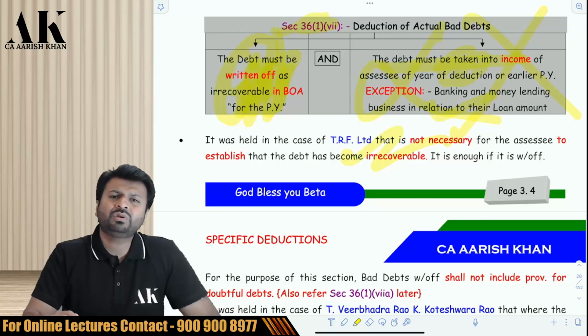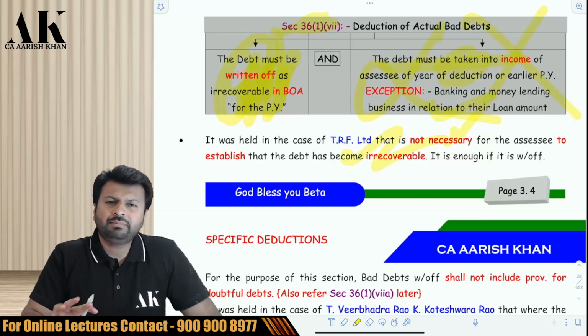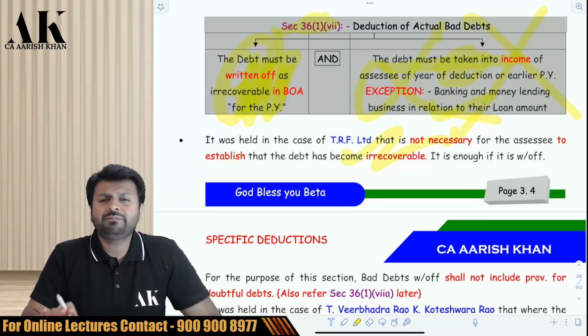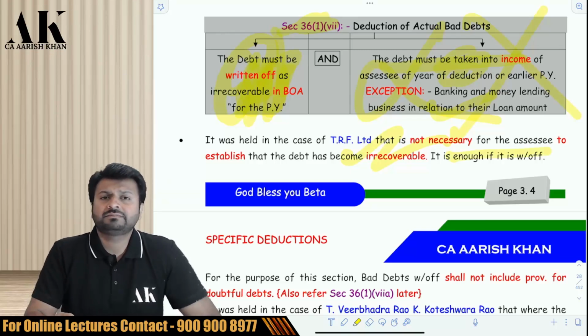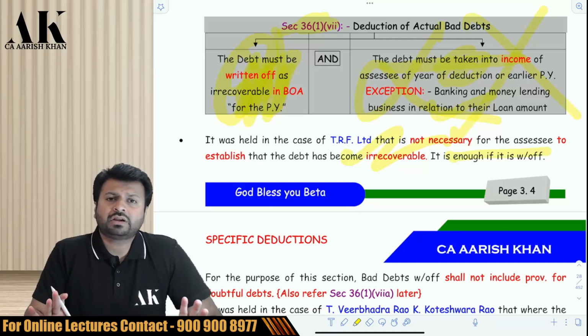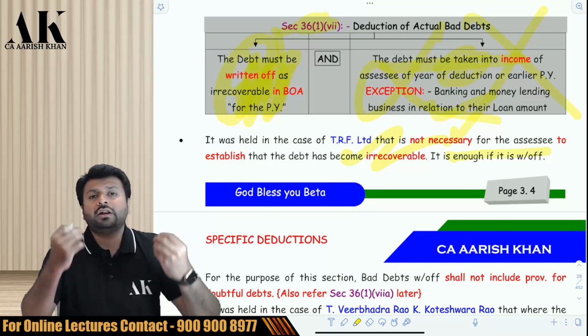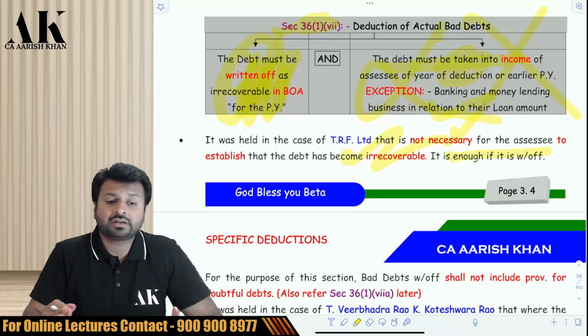Not necessary. It is not at all necessary for the assessee to say that the debt has become bad. You just have to write it off in the books of accounts. That's it. You need not prove the fact that the debt has become bad, etc.